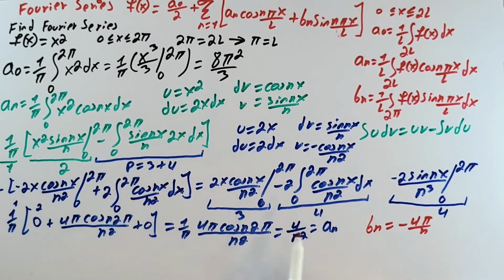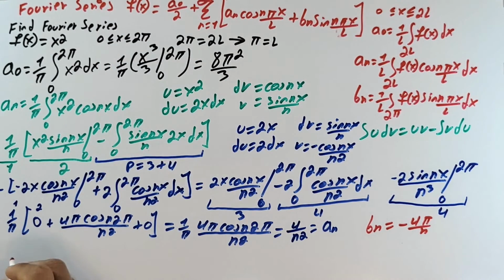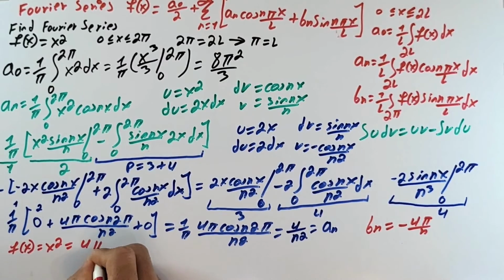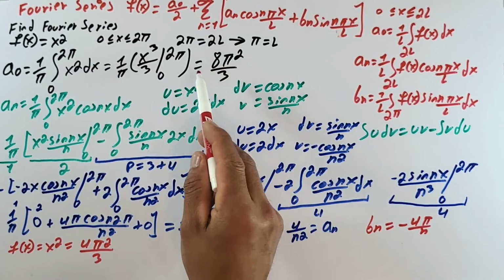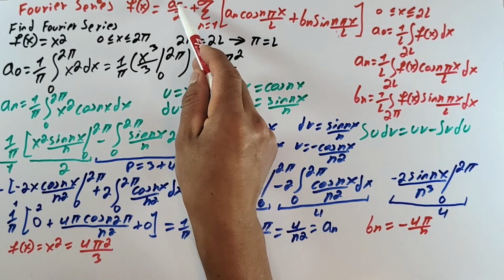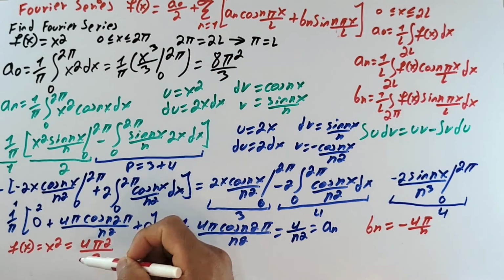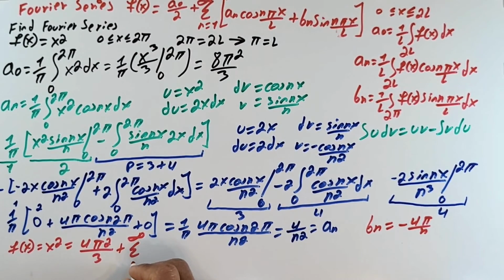Alright, so now we have a0, an, and bn, and we're ready to find the Fourier series. And the Fourier series of f of x equals x squared is equal to 4 pi squared over 3. Notice that here a0 is 8 pi squared over 3, but a0 is divided by 2, so it gives us 4 pi squared over 3, plus the sum from 1 to infinity.